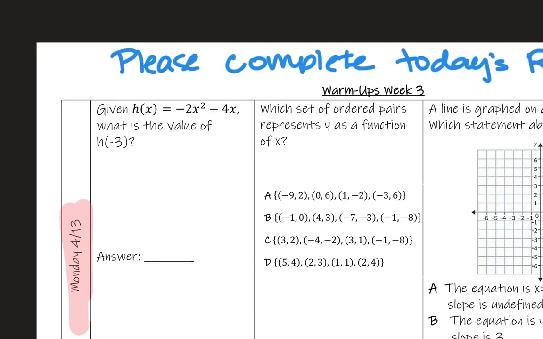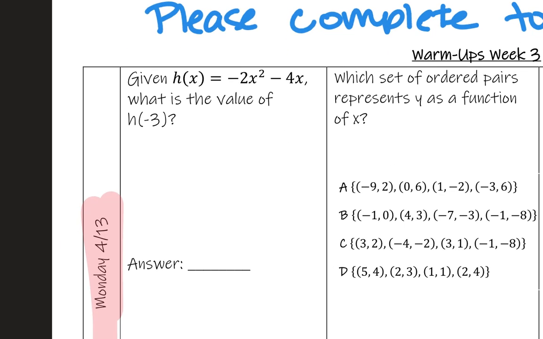That first warm-up says, given that h of x equals negative 2x squared minus 4x, what's the value of h of negative 3? All right, if we're unsure what to do, this looks similar to what else in the question? What does that look similar to? The h of negative 3. What other part does it look like? Do y'all see anything else that looks like it? Almost the same format? I mean, almost identical.